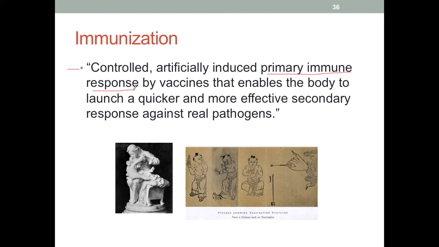However, this primary immune response is different from what we would naturally encounter in our environment. It is controlled, it is artificially induced. So we go to a clinic or a pharmacy to get a shot. The nurse or pharmacist will sterilize our skin and then give us the shot. Although we may have certain reactions, for example, we might be fatigued or have a low fever in some cases. However, the vaccine will not make us very sick. Therefore, it is a controlled and artificially induced primary response.